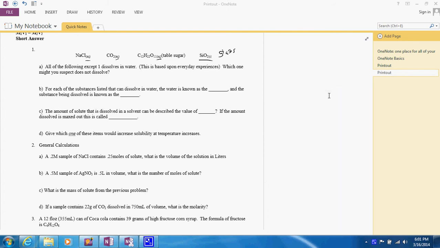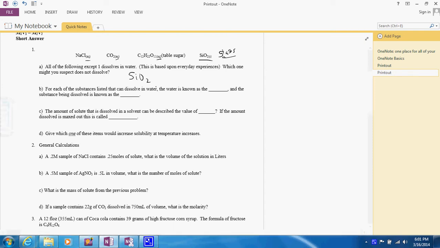Alright, this is our general chemistry liquids quiz for the states of matter chapter. All the following except one dissolves in water. You'll note that they even say aqueous on them. Aqueous, aqueous, aqueous, solid. This essentially is table salt, table sugar. Carbon dioxide dissolves in soda beverages. And of course, we have glass, which is silicon dioxide or sand. So silicon dioxide is the only one that will not dissolve in water to any appreciable amounts.